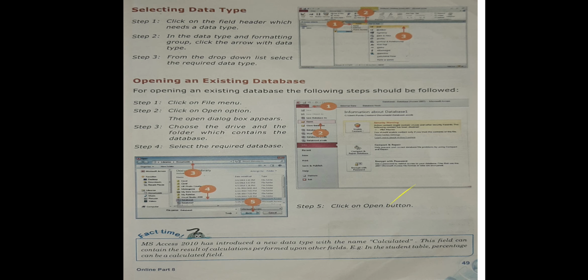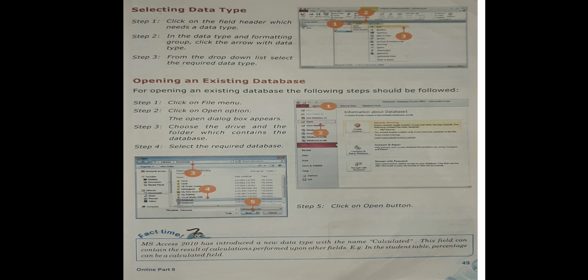Then yes or no is used for conditions with possible values of yes or no, on or off, or true or false. Then OLE object is used to store files like Word documents and Excel. Then hyperlink is used to link to a website or email addresses. Then attachment is used to attach multiple files to the record. Then calculated is used for doing calculations. Then lookup wizard is used to display a set of values.